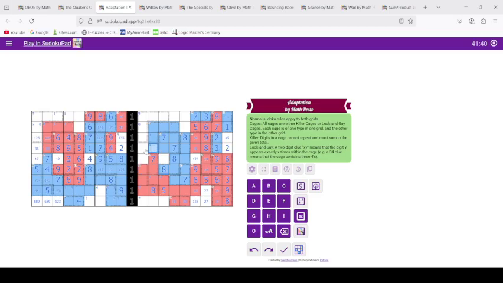9 is one of those 3 cells. 5, it goes in one of those 2 cells in that box, making that a 5, that a 9. 9 goes in one of those 2 cells now.